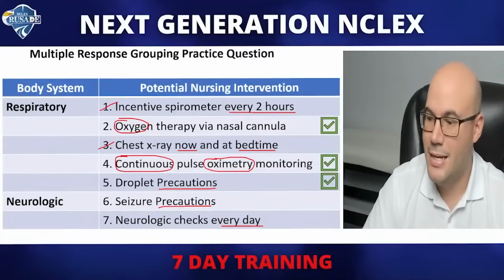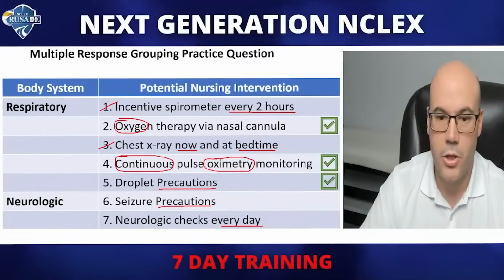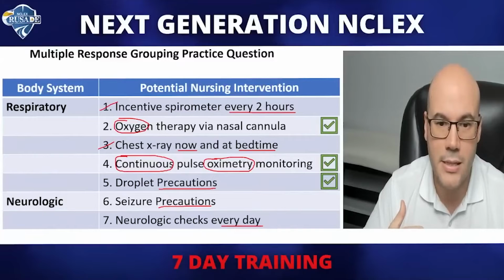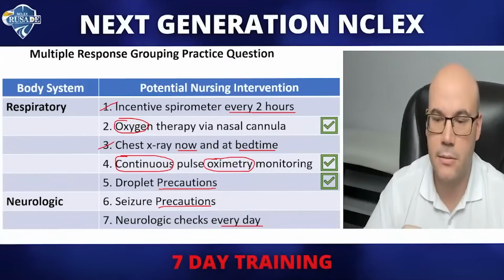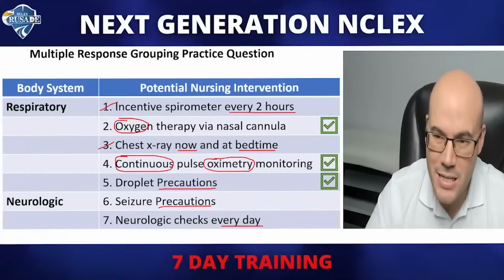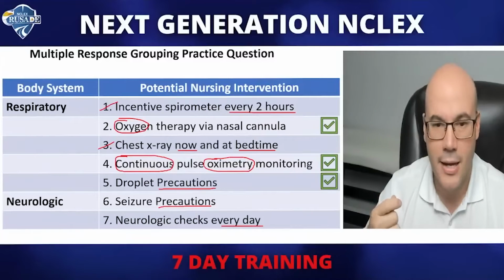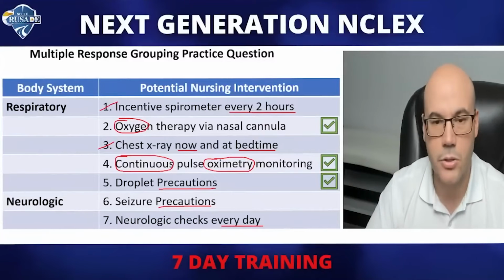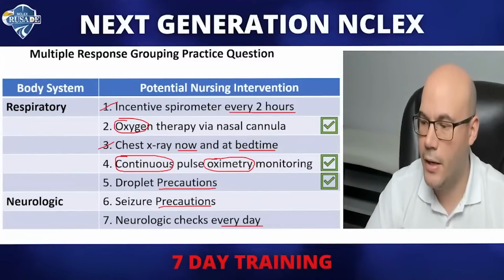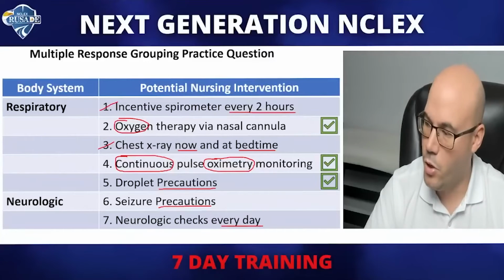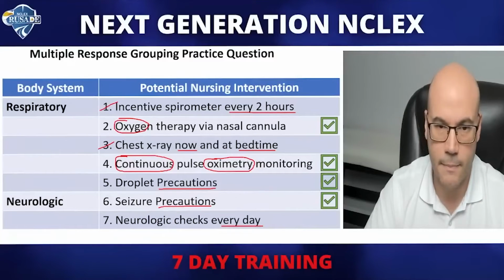Answer number 6, seizure precautions. Does that apply? What was the diagnosis? Meningitis. So the meninges are being affected. We know that this patient can have seizures. So we've got to put this infant in seizure precautions. Answer number 6, we're going to select.